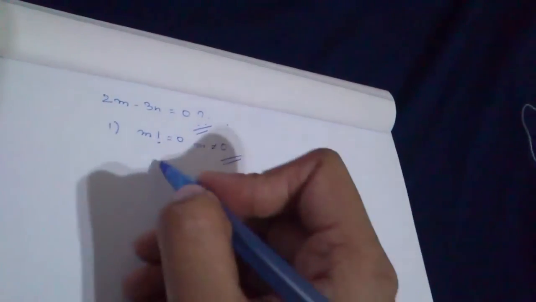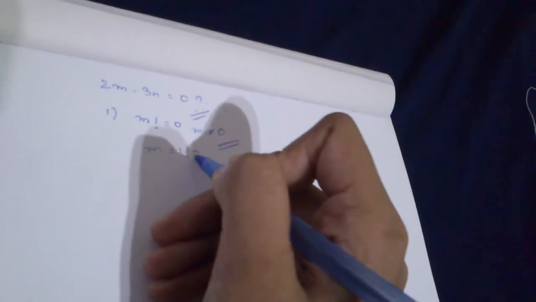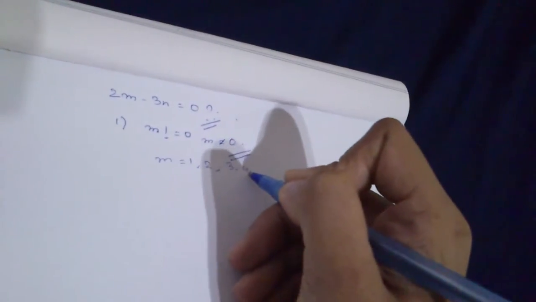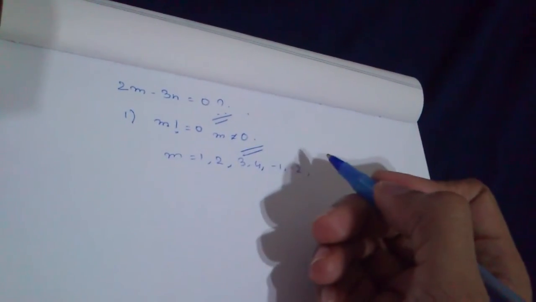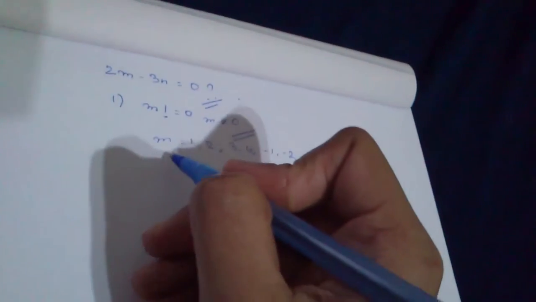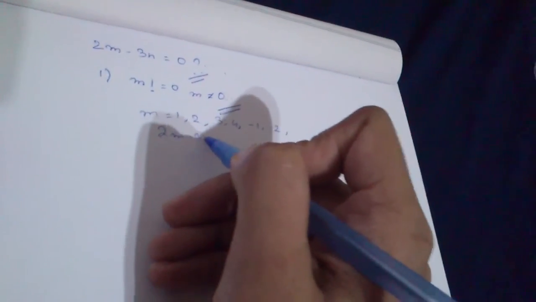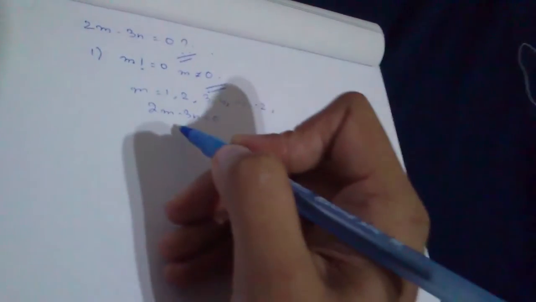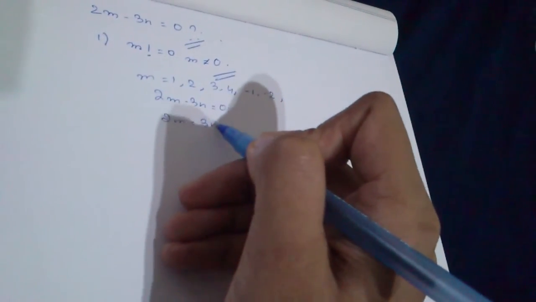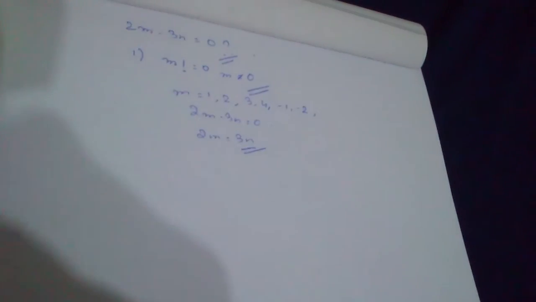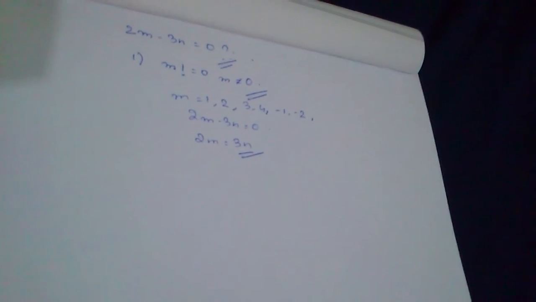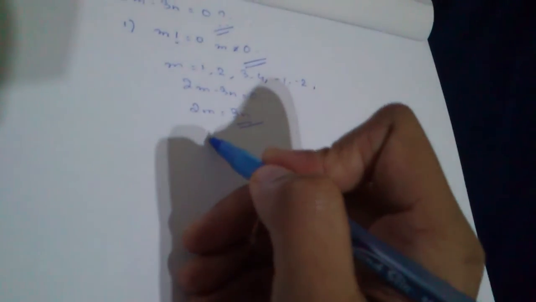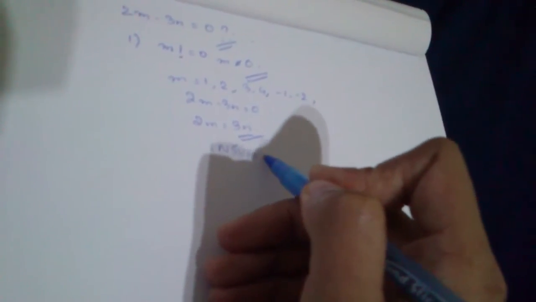We know m is not equal to 0. m could be 1, 2, 3, 4, or it could be, say, minus 1, minus 2. But that doesn't prove anything. We don't know whether 3n is equal to 2m. 2m minus 3n is equal to 0 only if 2m is equal to 3n. We know what m stands for, but we don't know the value of n. Without knowing the value of n, we cannot decide anything. So this is definitely and clearly insufficient.